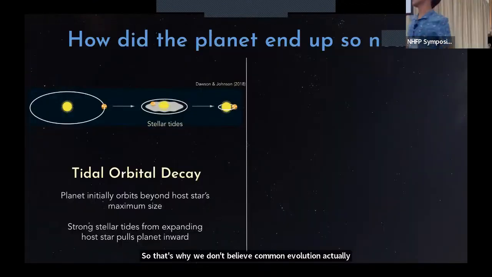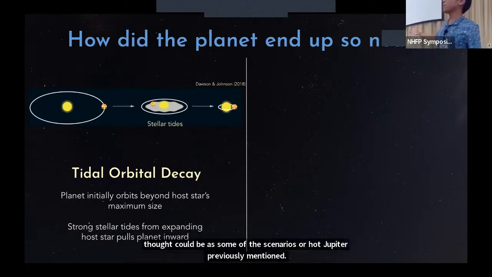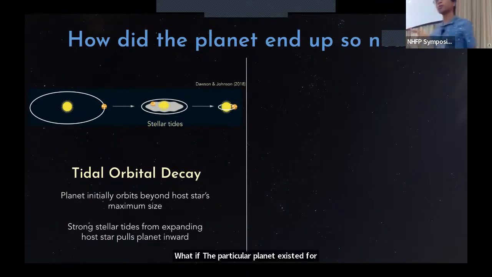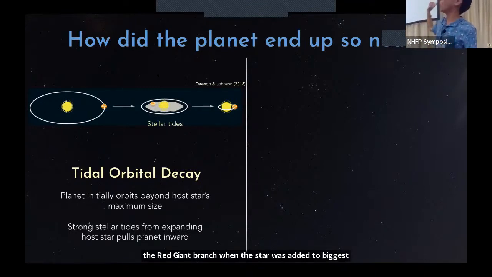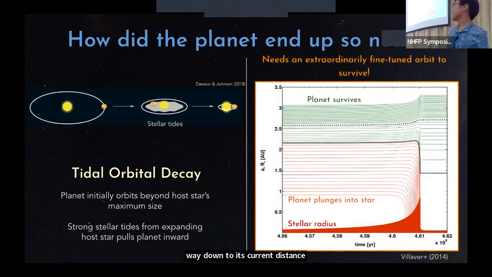Now, the second school of thought could be, as with some of the scenarios for hot Jupiters, as was previously mentioned: what if the particular planet existed from much farther out, but tidal dissipation occurred during the tip of the red giant branch when the star was at its biggest, which eventually decayed the orbit of the planet all the way down to its current distance. Now, the idea is not very favored due to how difficult it is to have such a migration occur.